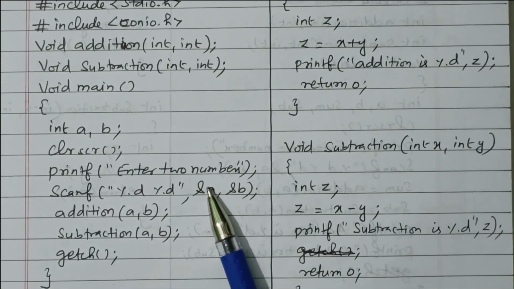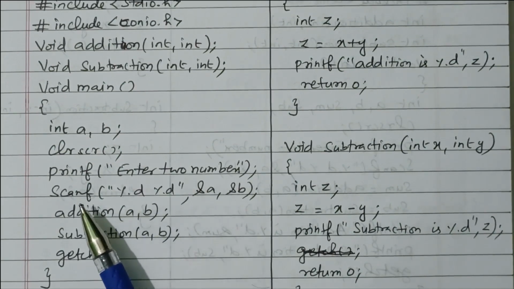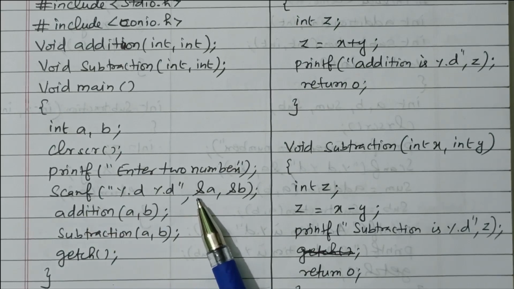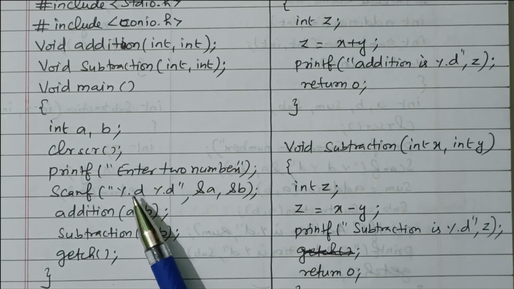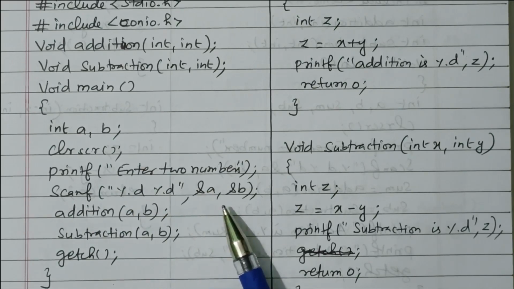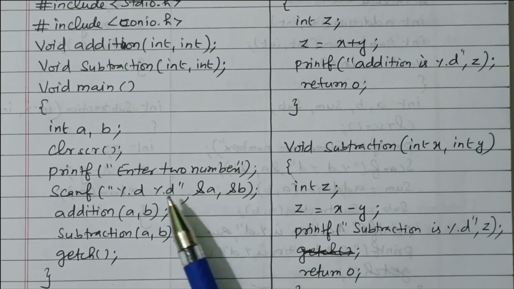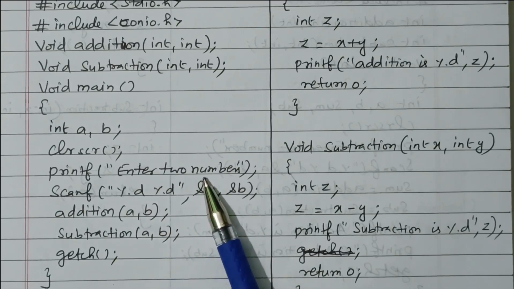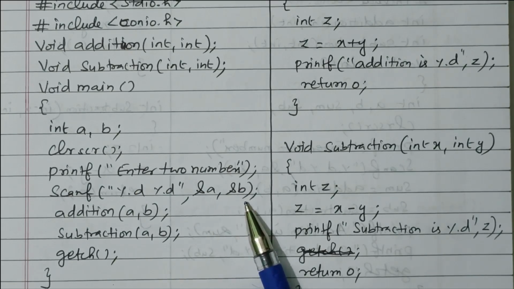Enter two numbers. So the user will enter two values. Using the scanf statement, we can scan the two values. %d indicates it is an integer type, and &a, &b mean the address of a and the address of b. We ask the user to enter two numbers. These two numbers are stored in the address of a and address of b.